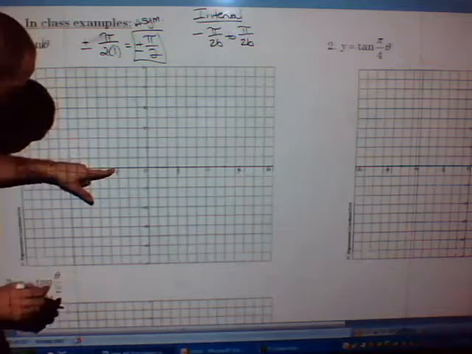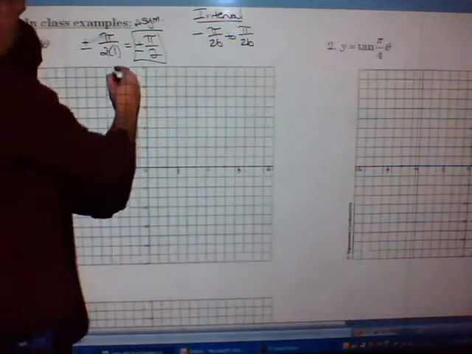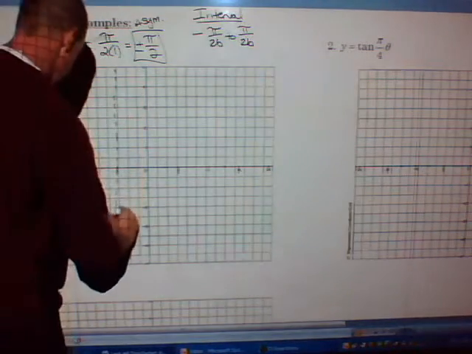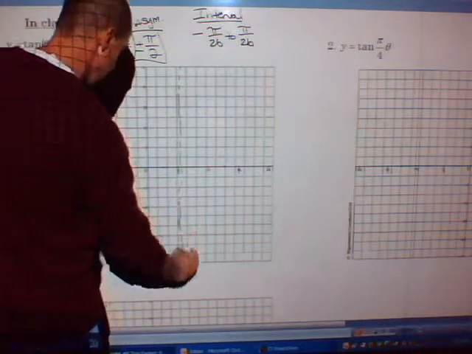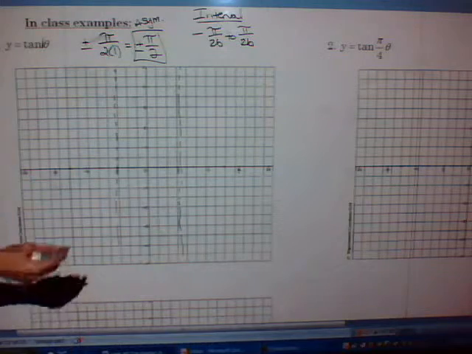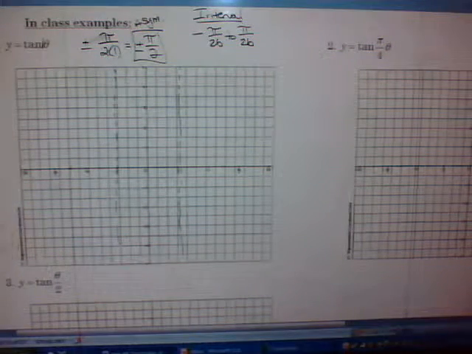So on your graph, this is negative pi over 2, so you're going to have an asymptote right here, and you have another one at positive pi over 2. And then as long as you know what the graph looks like, we're all set.